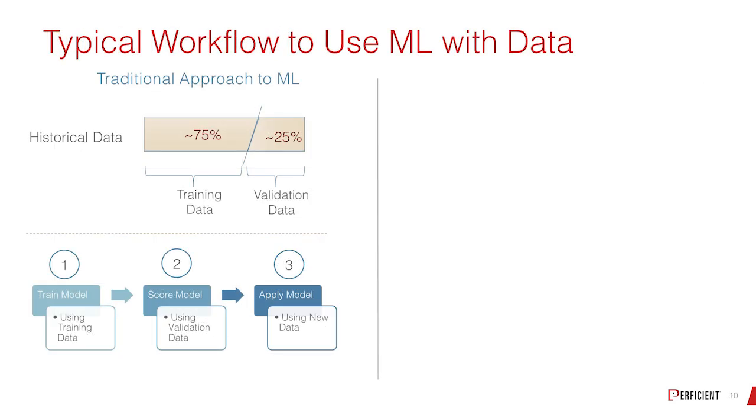All right, so if we look at traditionally how we do ML, ML is typically an exercise consisting of 3 main steps. We train the model, score it, and then we apply it. And to do that, we have to break our data set into a training section and a scoring section. So typically 75% to 25%. It typically takes a lot of time to do this and then do it over and over again.